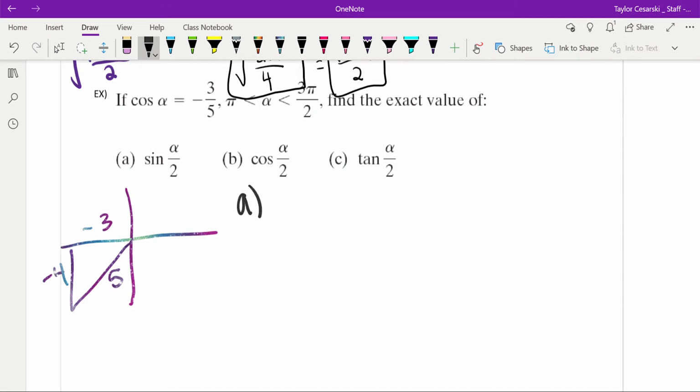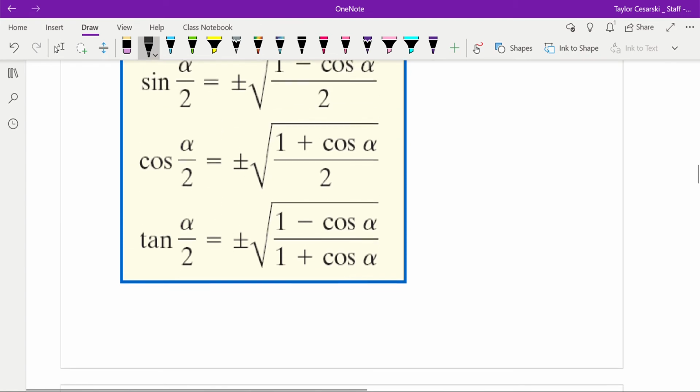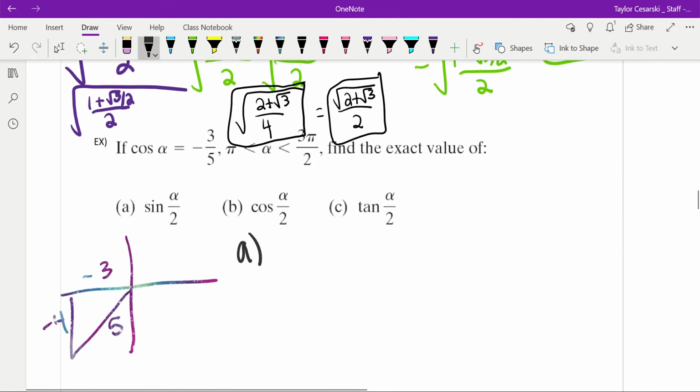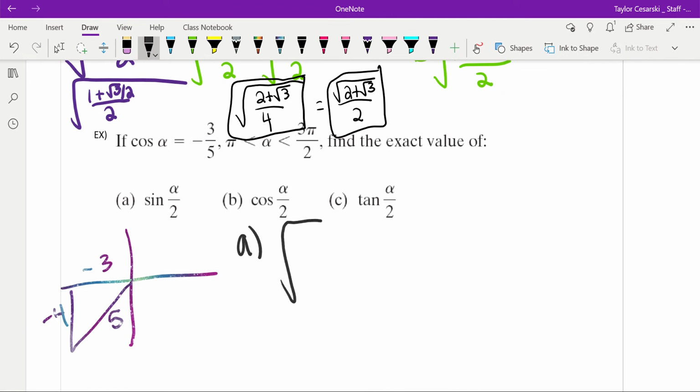So sine of A over 2, if you go back up to your formula, it's going to be plus or minus square root of (1 minus cosine of A) over 2. And we don't know if that's positive or negative. So here's the thing. If I take something in the third quadrant and I divide it by 2, let's think about it in degrees. If I were to take 200 degrees and divide it by 2, it would give me 100 degrees, which is in my second quadrant.